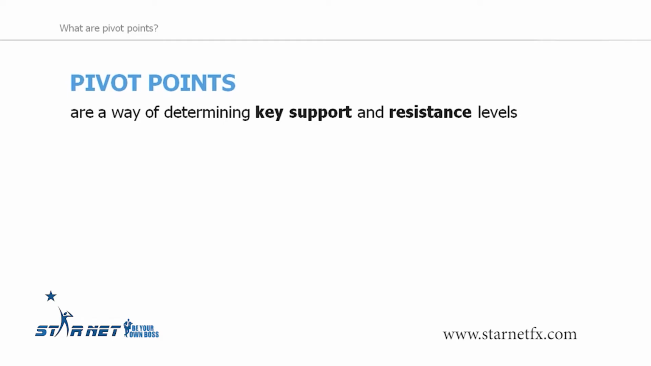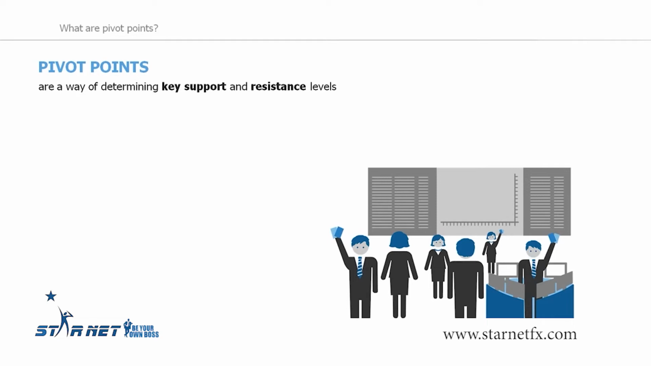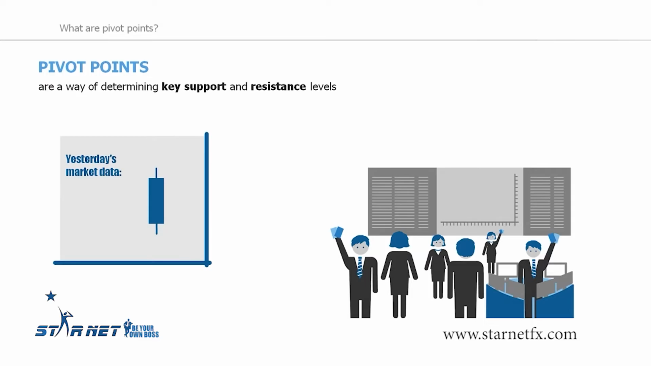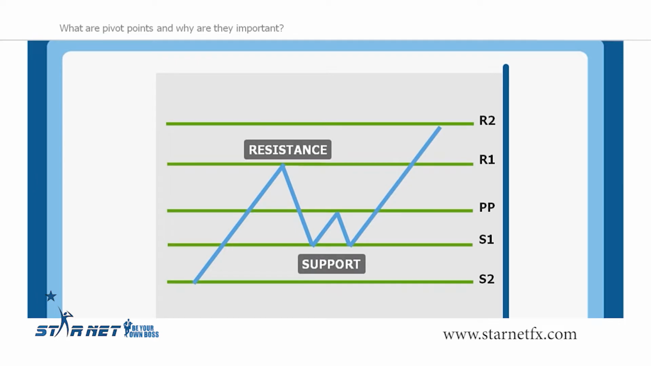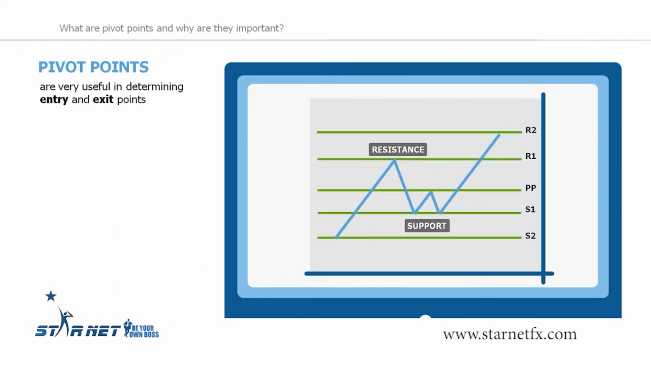Pivot points are a way of determining key support and resistance levels. Before computers and charts became a key tool that traders use so effectively, floor traders used calculations based on the data from the previous trading day to determine key buying and selling levels for the current day. They are still extensively used today, as they can act as support and resistance levels, which are very useful in determining entry and exit points.